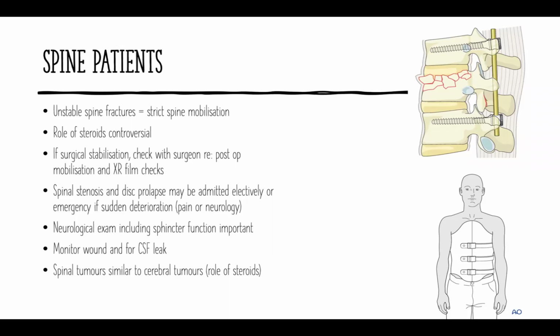Other conditions such as stenosis and disc prolapse can be admitted electively, but can be an emergency if they had a sudden change in weakness or pain or any development of new neurology, especially sphincter or bowel changes as well. We also monitor their wounds. Whenever we do spine surgery, there can be injuries to the lining of the actual spinal cord, and that can cause a fluid leak. So that's something that we look out for.